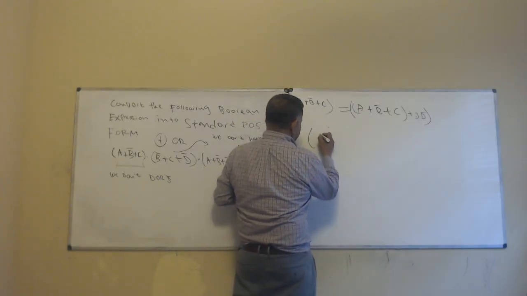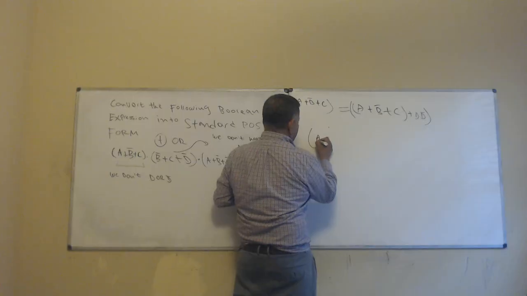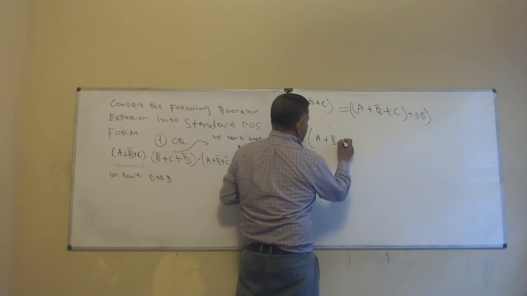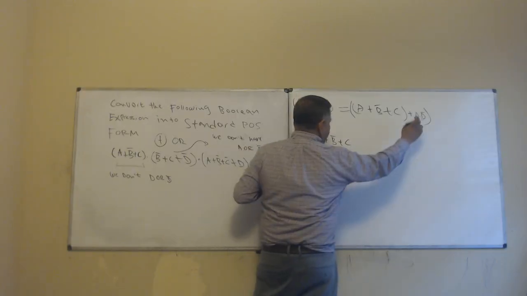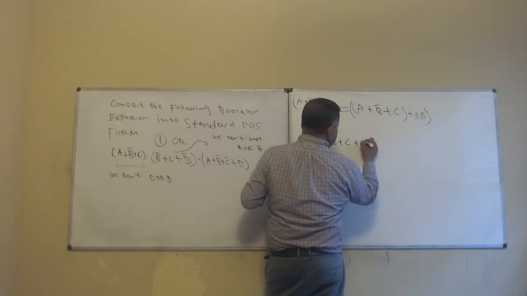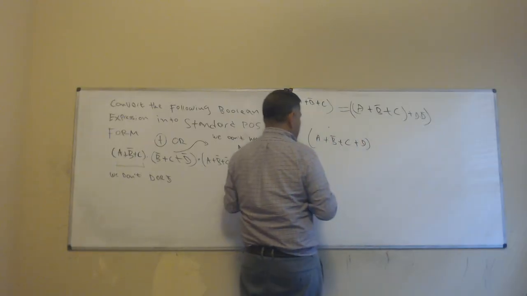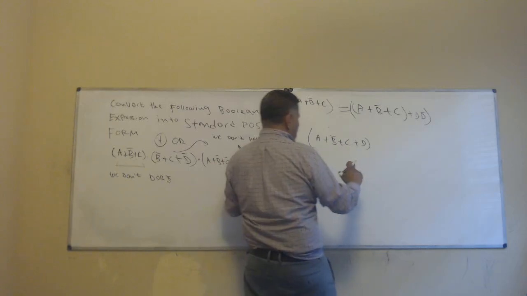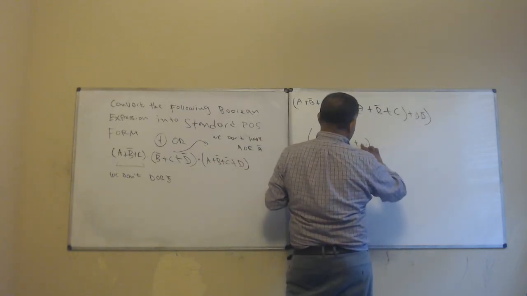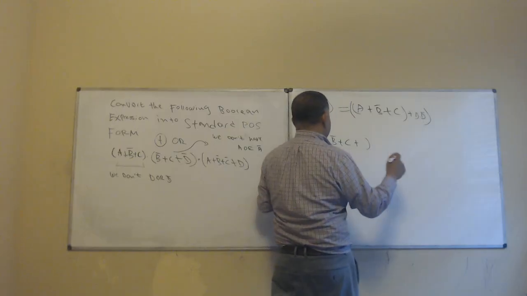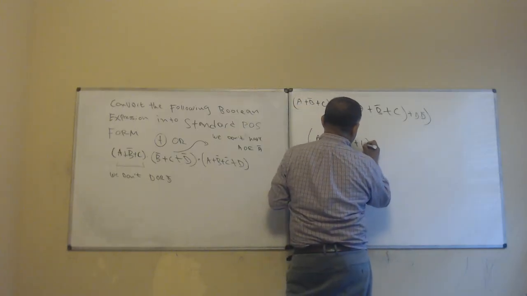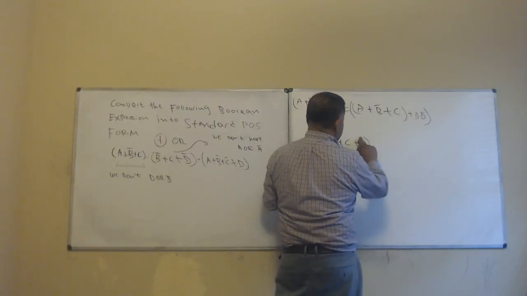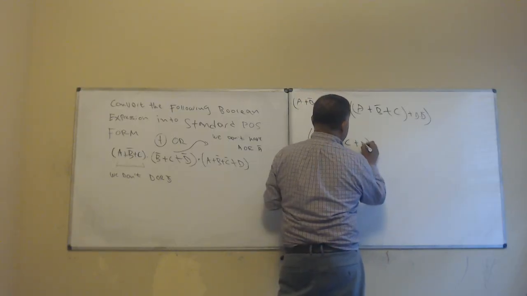So I'm doing A, not plus not B plus C plus this guy. I get D, right? Now, remember, we're doing sum of product. No, we're doing product of sum, right? Product of sum, right? So now, in this case, I have this D, right?